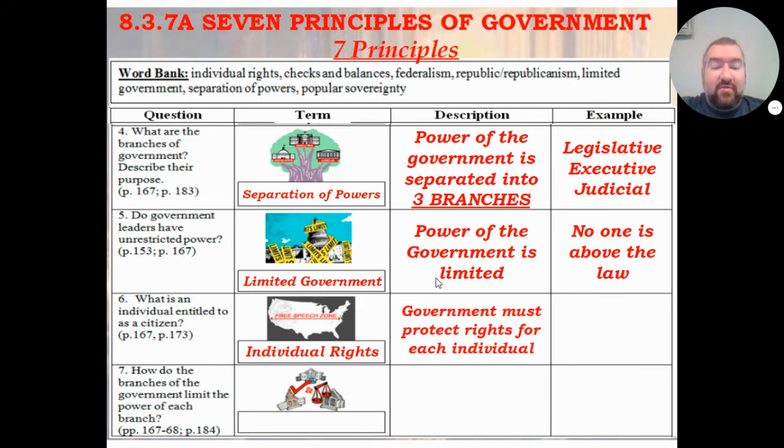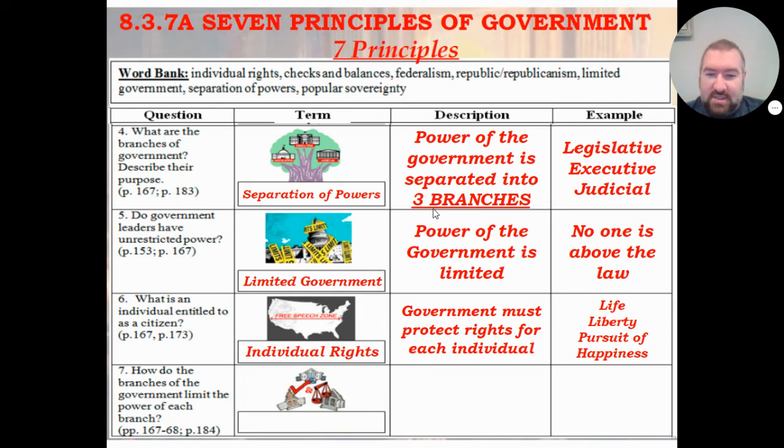So one more time, the government must protect rights for each individual. What is the best example of that? That would be life, liberty, the pursuit of happiness. These are the unalienable rights we talked about with the Declaration of Independence. Now, one more time, what exactly does liberty mean? Well, we're going to talk about that some more when we get to lesson 838 on the Bill of Rights.